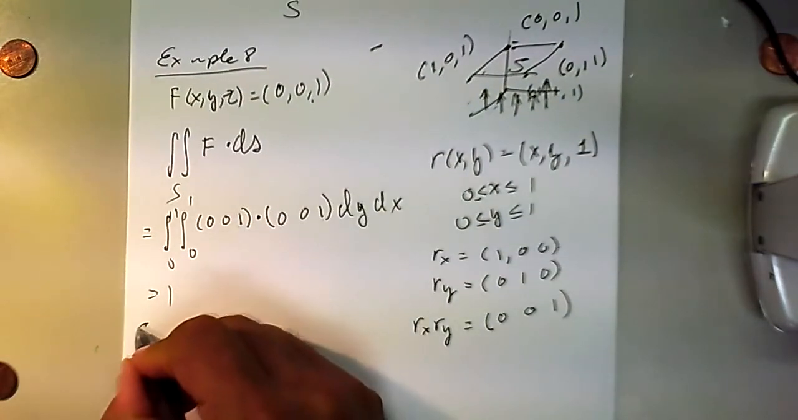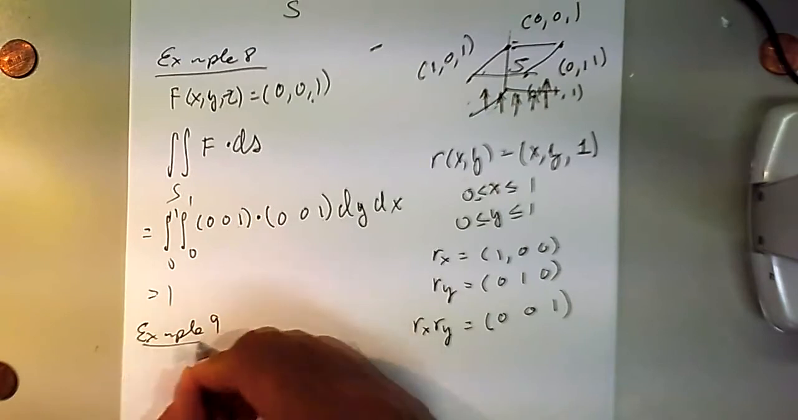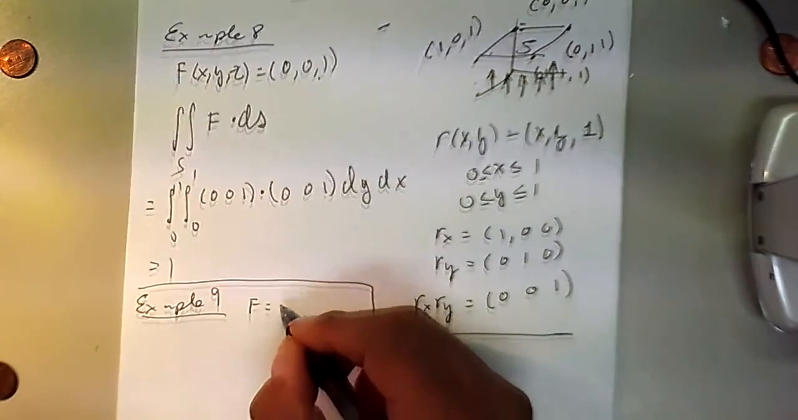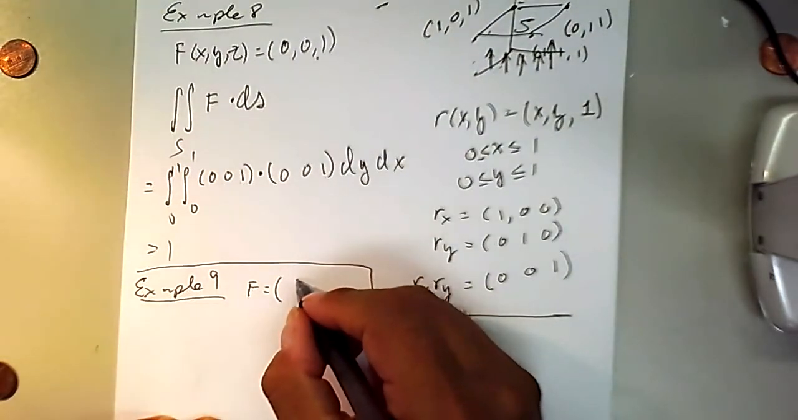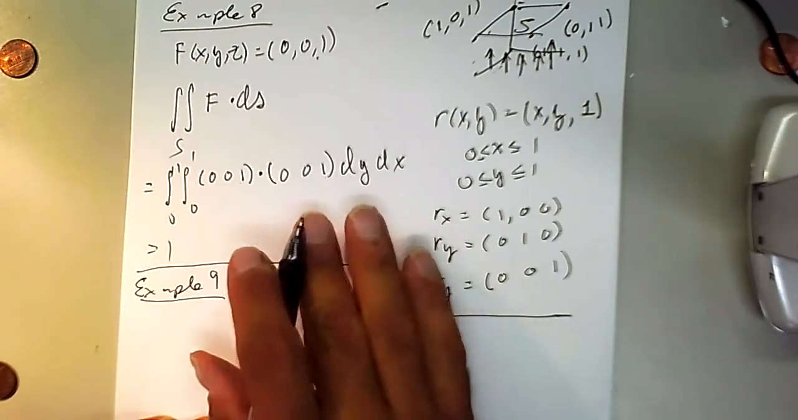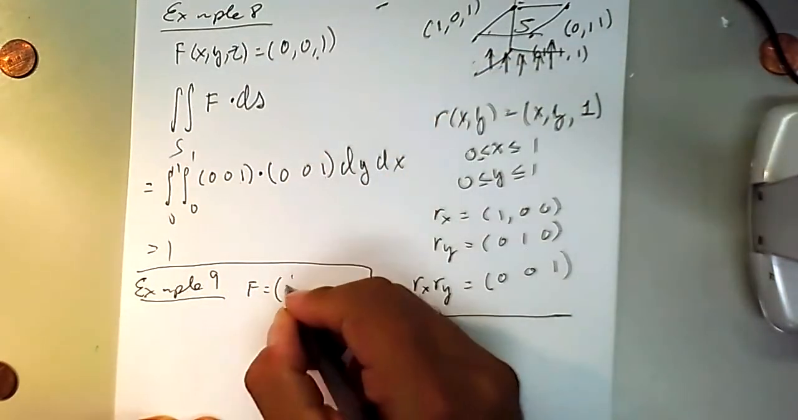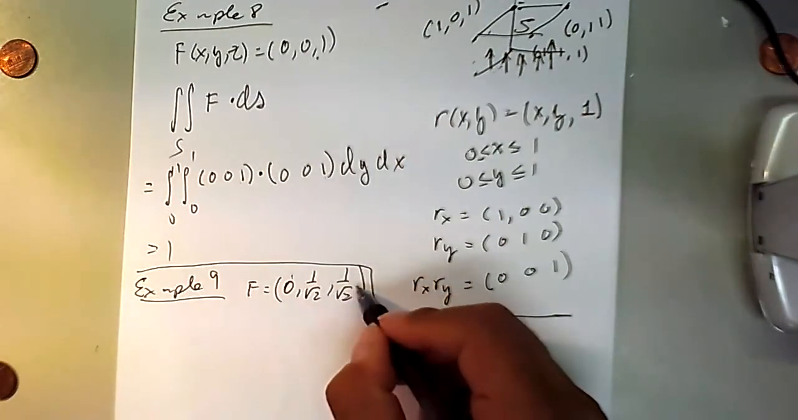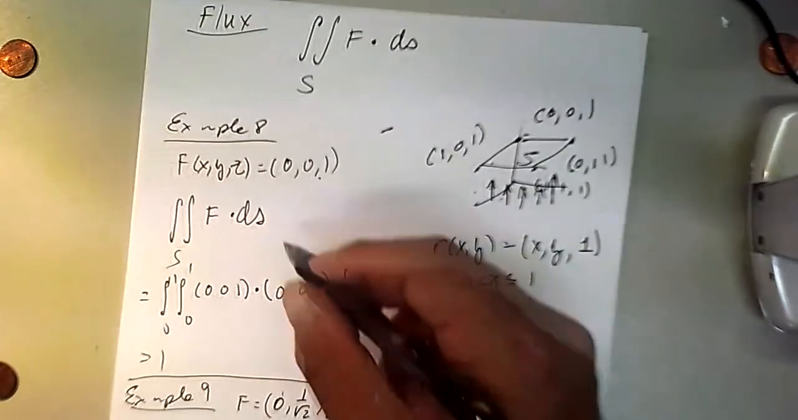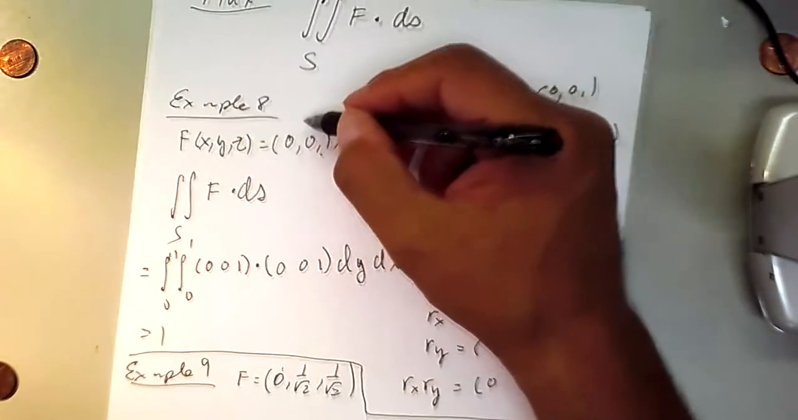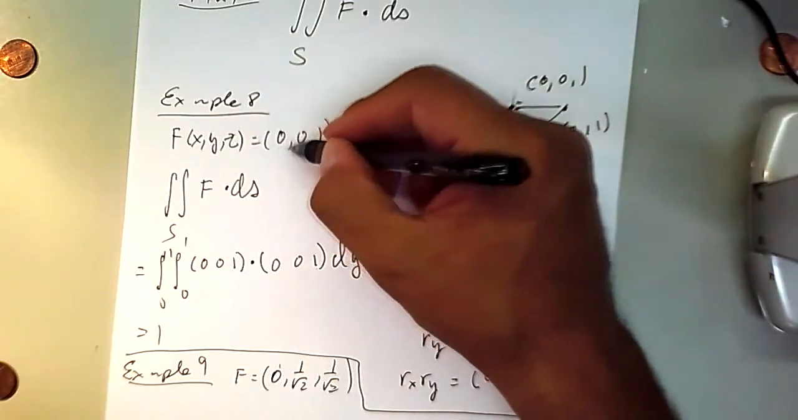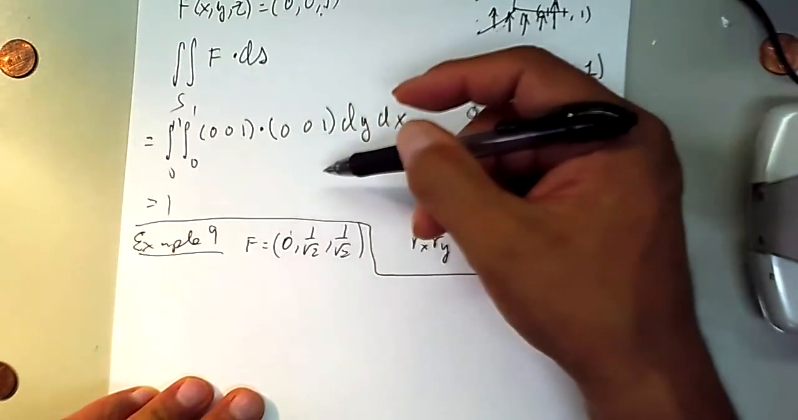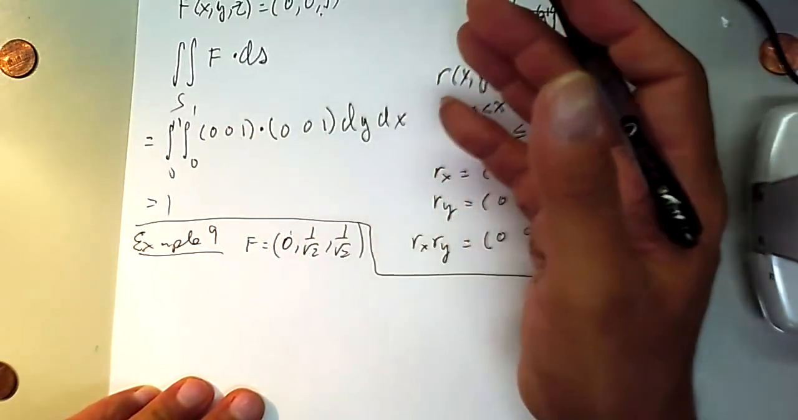Example 9. Pretend the vector field will be, we want to go up and to the right. So 0, 1 over the square root of 2, 1 over the square root of 2. The reason why we don't have 1, 1 is because, compared to this example, we want the magnitude of the vectors to be 1 unit. We want to preserve that magnitude. We want to change the direction without changing the magnitude.